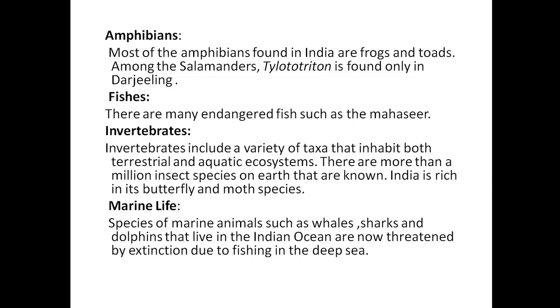Then the invertebrates include a variety of taxa that inhabit both terrestrial and aquatic ecosystems. There are more than 1 million insect species on Earth that are known, and India is rich in its butterfly and moth species. In the marine life, species of marine animals such as whales, sharks and dolphins that live in the Indian Ocean are now threatened by extinction due to fishing in the deep sea.